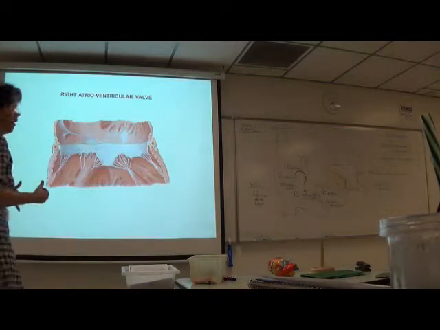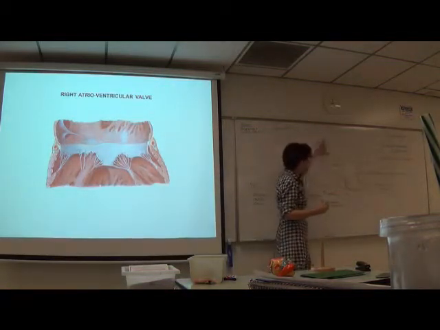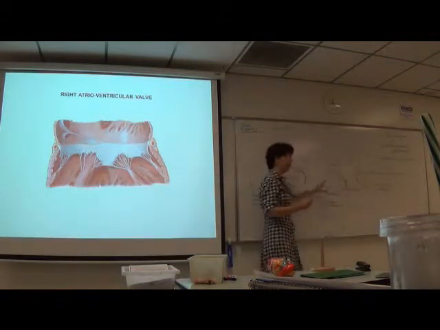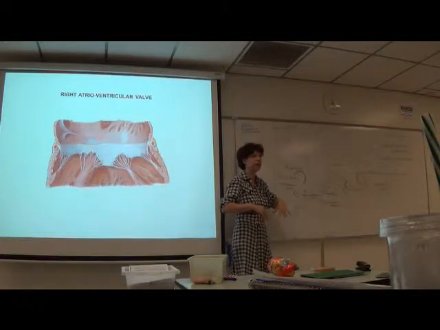So I said that when the heart is at rest, blood is flowing into the atria, both left and right, and through the valves into the ventricles. So the valves are open. What keeps them open? Where is pressure going to be higher? In the atria or the ventricles? In the atria, all right?